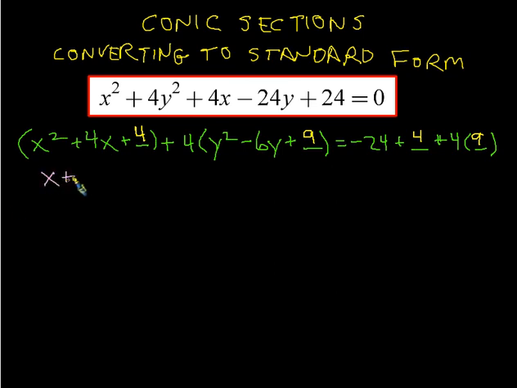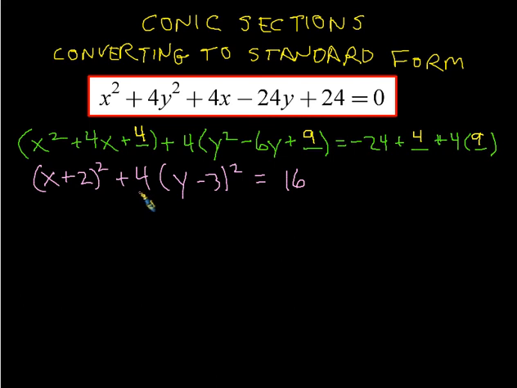(x plus 2) squared plus 4 times (y minus 3) squared is equal to negative 24 plus 4, that's negative 20, and then plus 36, so that'll be 16. Now, in this particular case, unlike the last example, this is not going to be a circle. Looks like it, but it's not.